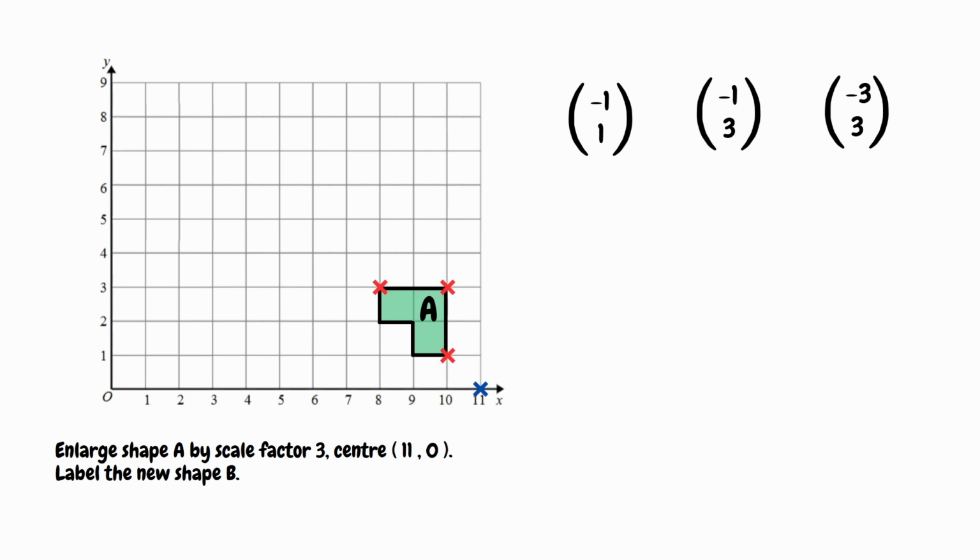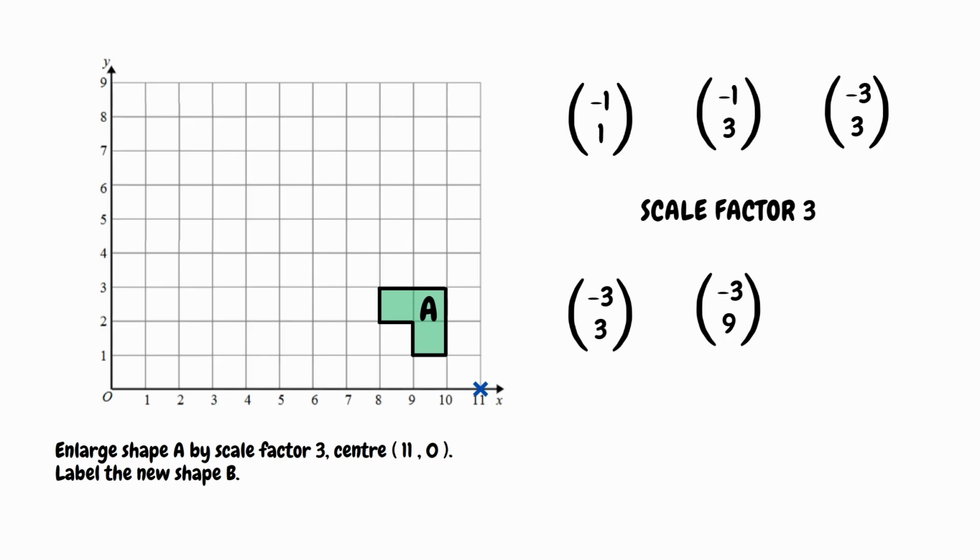So to find the coordinates of our new shape, I need to apply the scale factor, which in this question is 3. So all we need to do is multiply our vectors by 3. So if I take the vector (-1, 1) and multiply that by 3, I get (-3, 3). Then the vector (-1, 3), if I multiply that by 3, I get (-3, 9). And then finally the vector (-3, 3). If I multiply that by 3, I get (-9, 9).